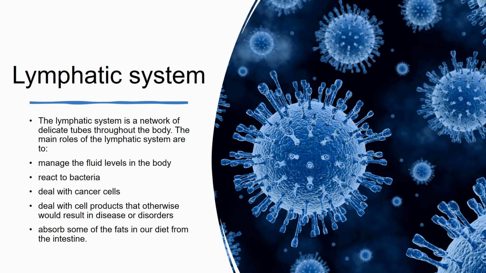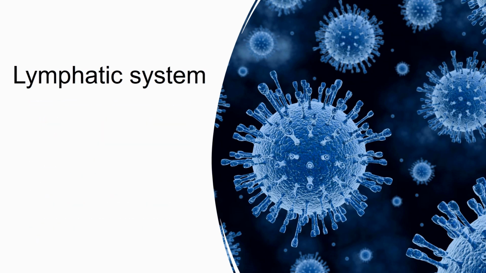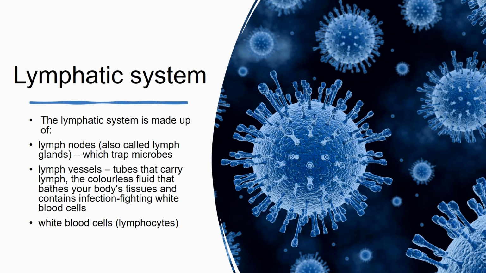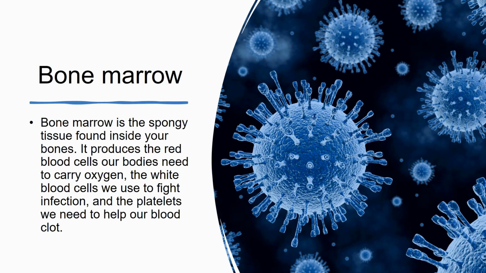Lymphatic system. The lymphatic system is a network of delicate tubes throughout the body. The main roles of the lymphatic system are to manage the fluid levels in the body, react to bacteria, deal with cancer cells, deal with cell products that otherwise would result in disease or disorders, and absorb some of the fats in our diet from the intestine. The lymphatic system is made up of lymph nodes, also called lymph glands, which trap microbes, and lymph vessels, tubes that carry lymph, the colorless fluid that bathes your body's tissues and contains infection-fighting white blood cells, lymphocytes.